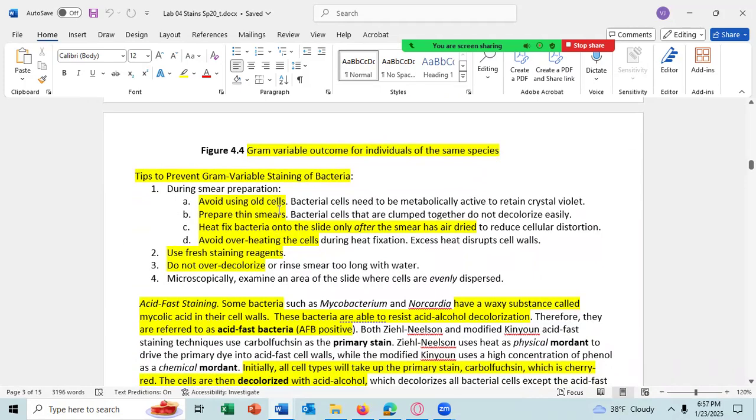Avoid using old cells. That's number one. Prepare a thin smear. If your bacterial smear is cells on top of cells, it's going to be difficult getting the dye down to the bottom cell. And if it gets in the bottom cell, it'll be difficult decolorizing the crystal violet iodine complex from the bottom cells. So make sure you have a thin bacterial smear. Ideally, you want a bacterial smear that has no more than one layer of cells thick.